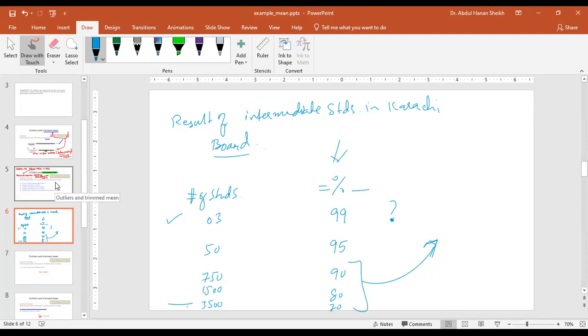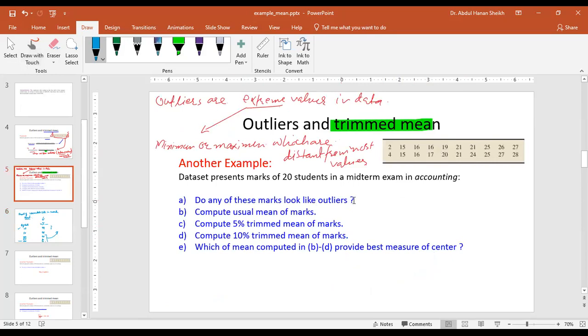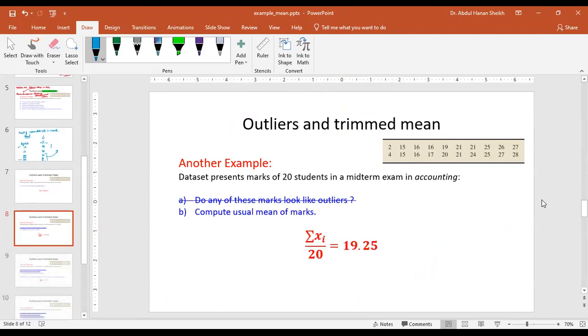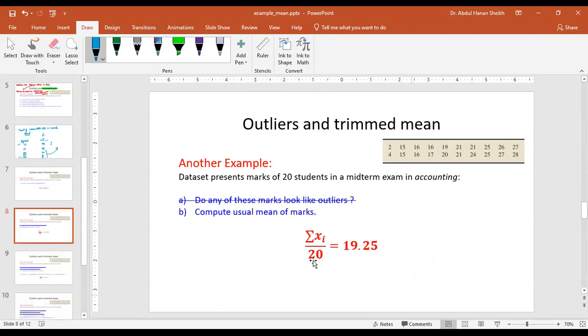Okay, so this is the example. We have outliers, and the response to the first question is yes, we have two outliers, 2 and 4. Next was to compute the mean. Compute the usual mean. The usual mean is summing all these numbers and dividing by the sample size.